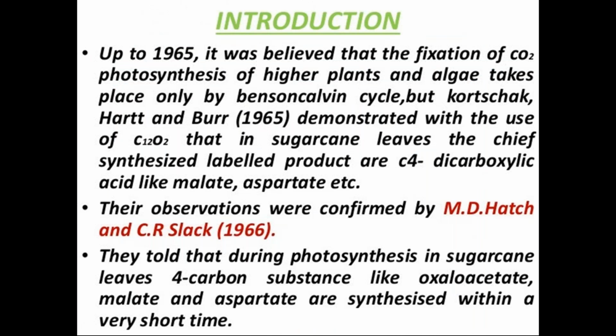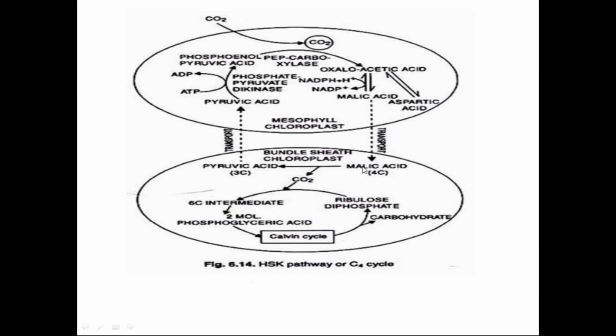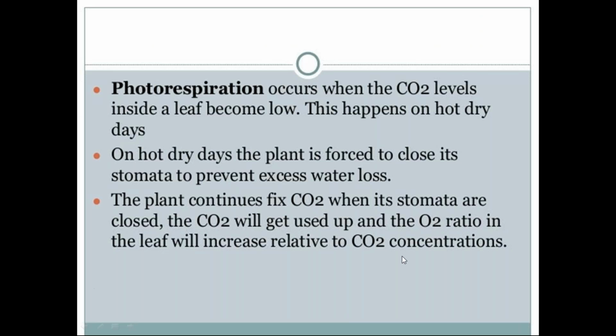Why? Because the Rubisco enzyme is present in the bundle sheath cell, and in the bundle sheath cell, the concentration of CO2 is very high. Okay? The concentration of CO2 is very high. So there is no chance of Rubisco binding with oxygen. It always binds with CO2.